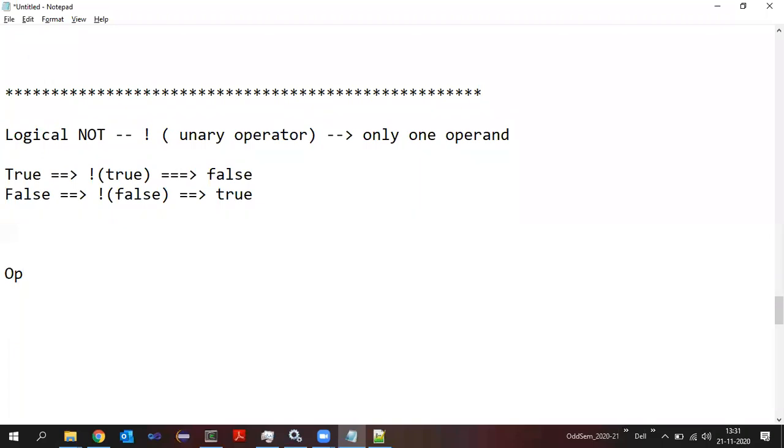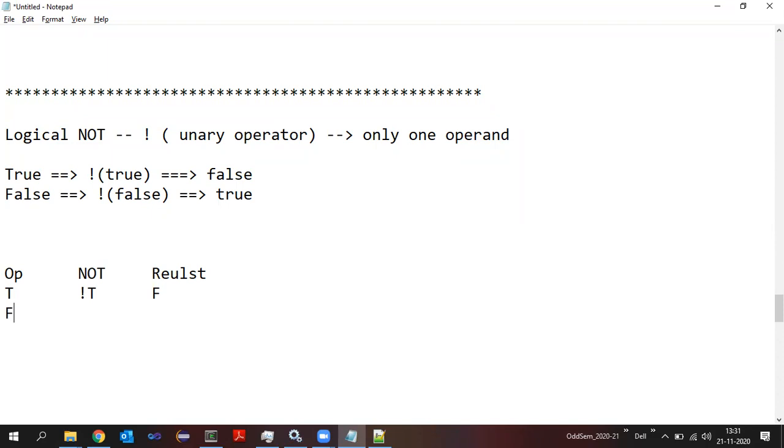If you want to write the truth table for this one, it is something like this. Operand, since there is only one operand, I will write it as operand. Then the operator is the not operator. And this is the result. Now, if it is true, then how will I perform the operation? Not true. The result is false.